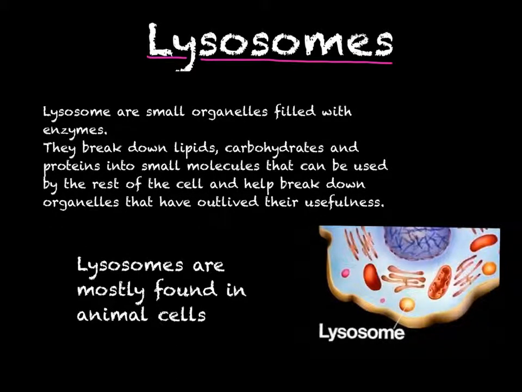Lysosomes. Lysosomes are small organelles filled with enzymes. They break down lipids, carbohydrates, and proteins into small molecules that can be used by the rest of the cell and help break down organelles that have outlived their usefulness. Lysosomes are mostly found in animal cells. Here is a picture of a lysosome.